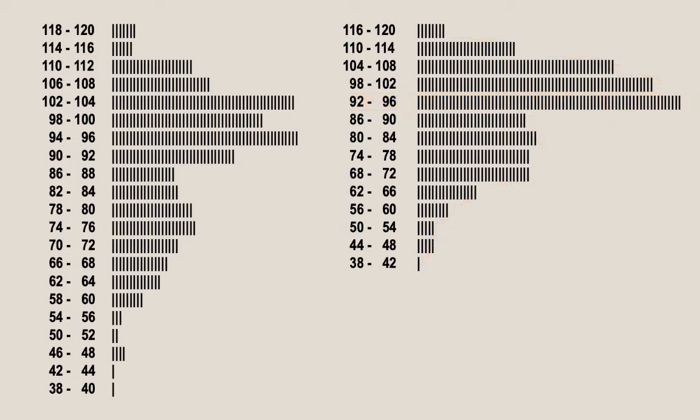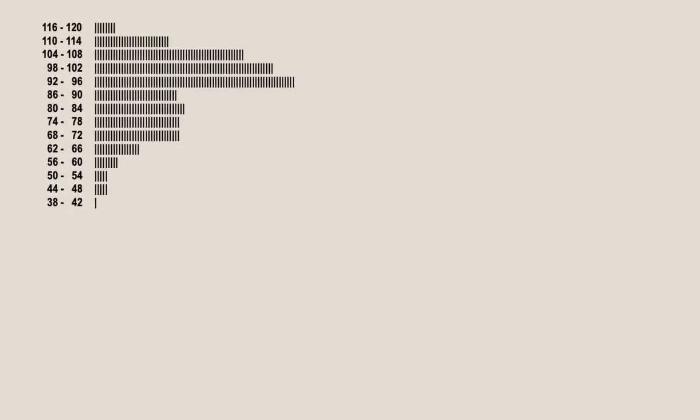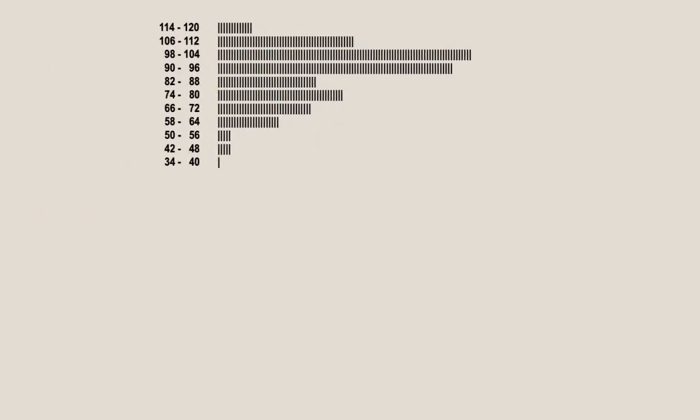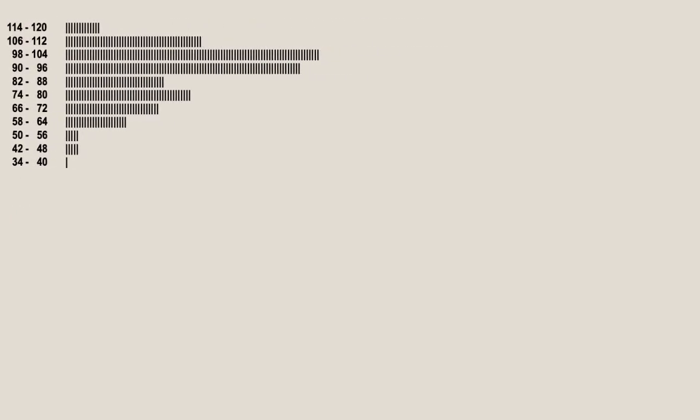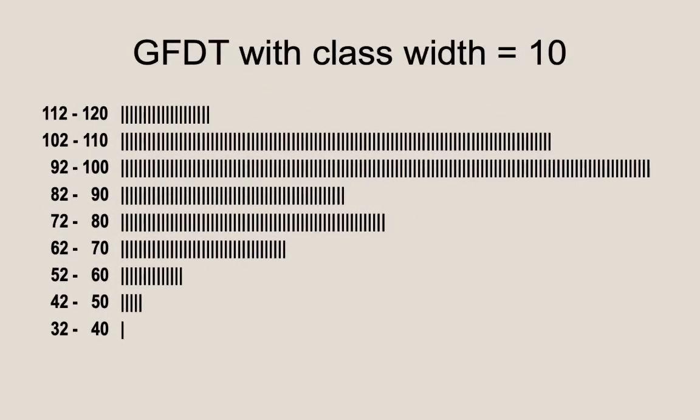Curiously, we recall from a few slides back that this is indeed the traditional mode for this dataset. Let's continue the process. We next change to a class width of 8. Again, we have a GFDT with fewer rows, and we still observe the general bimodal feature, though the major and minor modes appear to be getting closer. And here we have the GFDT for a class width of 10. We have fewer rows, and we still have a hint of the bimodal feature with the major mode in the 90s and the minor mode in the 70s.